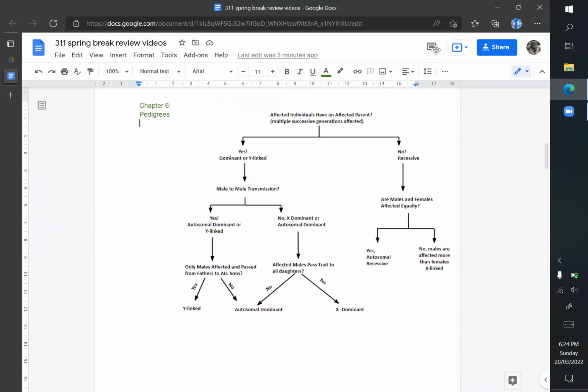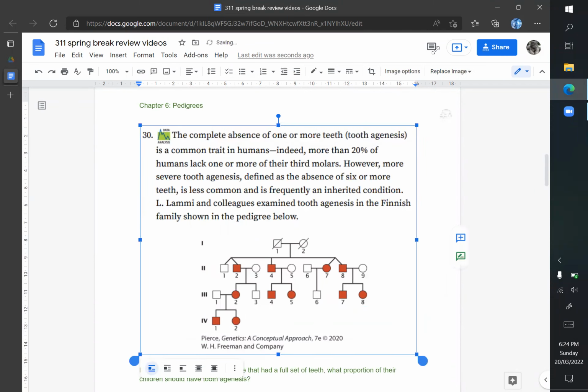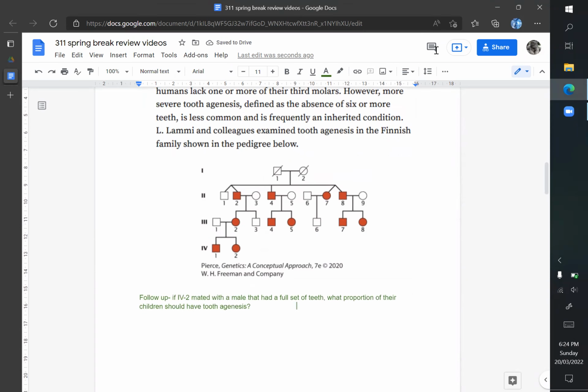So you can explore this. Try your best not to just memorize it cold, and try to be able to find your way through a pedigree using these kinds of tricks.